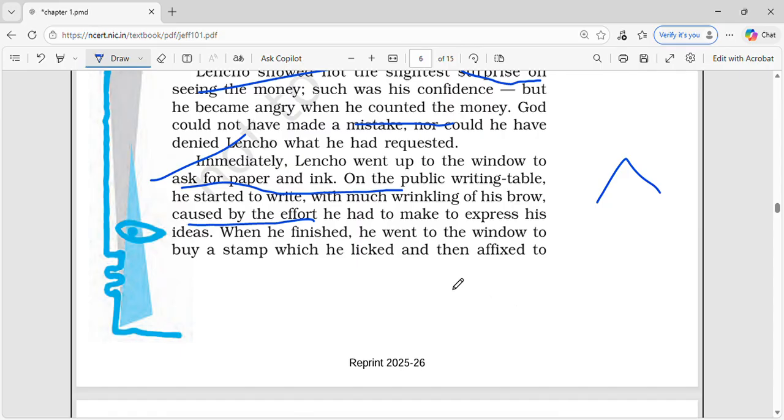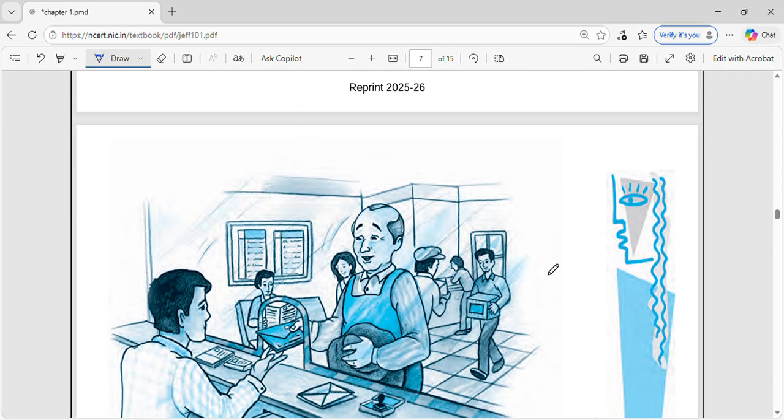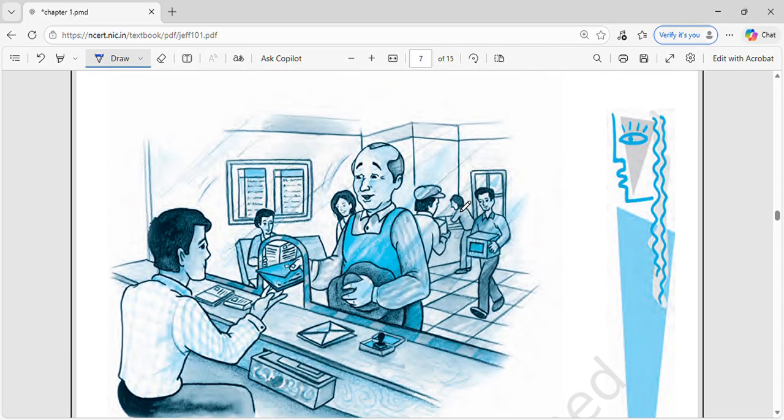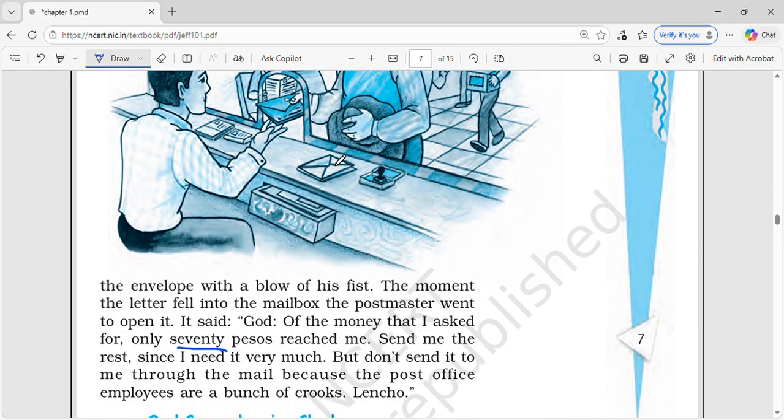And then when he finished, he bought a stamp, licked it, and affixed it to the envelope, just like that, on the page of the envelope. And then he struck the letter box with his fist, and he went away. Just after the letter went inside the mailbox, the postmaster actually opened it, and it said, God, the 70 pesos you sent me have reached me. Please send me the rest of the 30 pesos, because I need it very much, and don't send it through the mail.